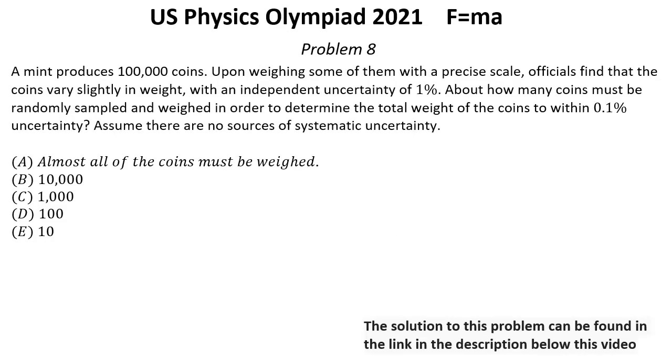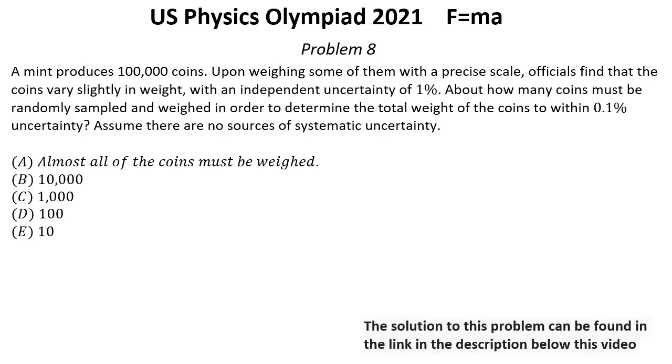Problem number 8. A mint produces 100,000 coins. Upon weighing some of them with a precise scale, officials find that the coins vary slightly in weight with an independent uncertainty of 1%. About how many coins must be randomly sampled and weighed in order to determine the total weight of the coins with a 0.1% uncertainty?